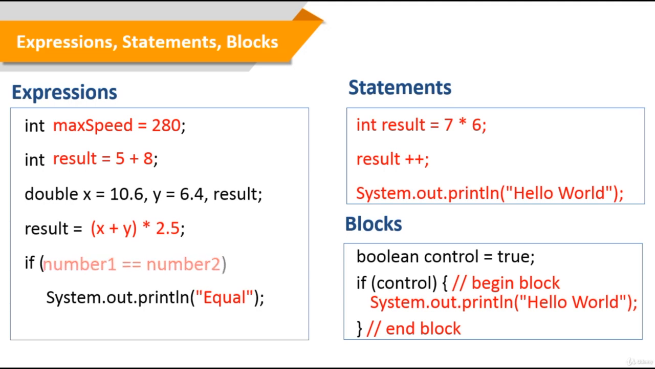number1 == number2. Now, that's an expression that returns a Boolean. Similarly, equal is a string expression.